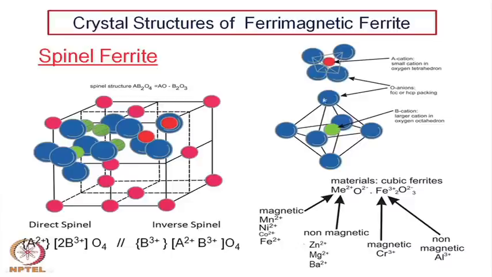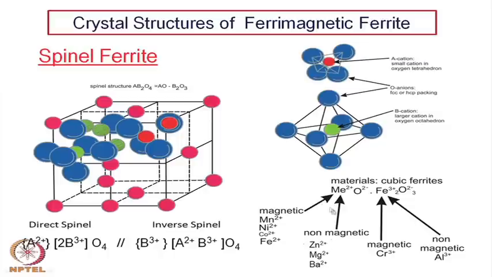So, this is the octahedral distribution. The blue ones are the oxygen, and this is the B cation in case of direct spinel, and both A and B cations in case of inverse spinel, whereas in the tetrahedral site you have only either A cation or B cation, depending on whether it is direct or inverse.